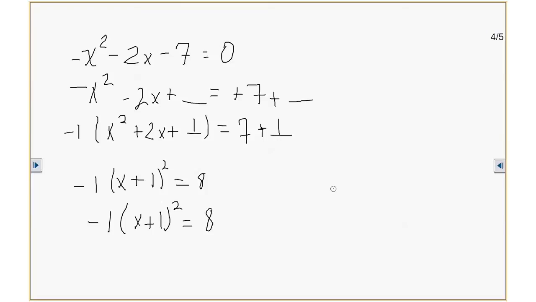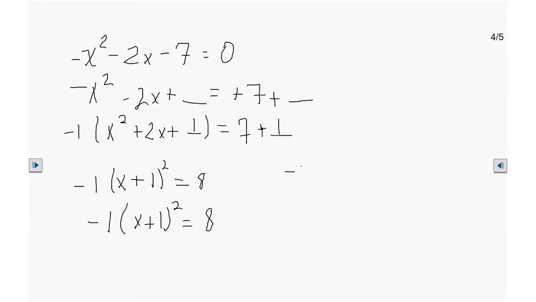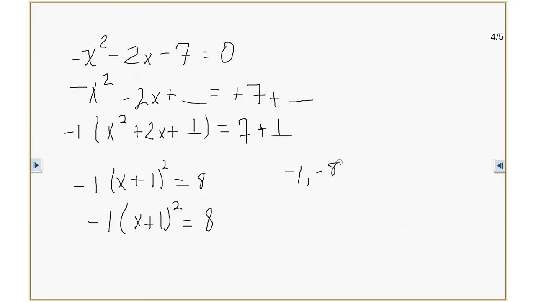What's the vertex? Negative 1, 8. Negative 1, negative 8. Y-intercept. It's right there. Negative 7. What was your question? Yes, negative 7 is correct.